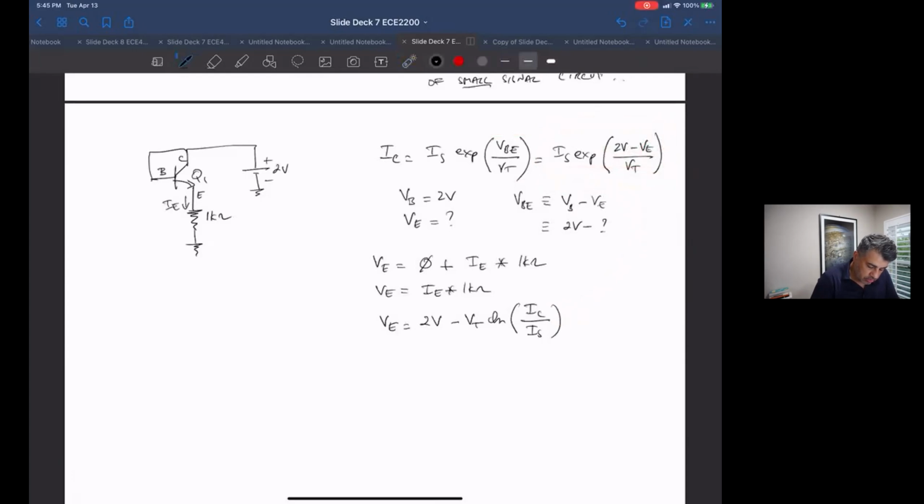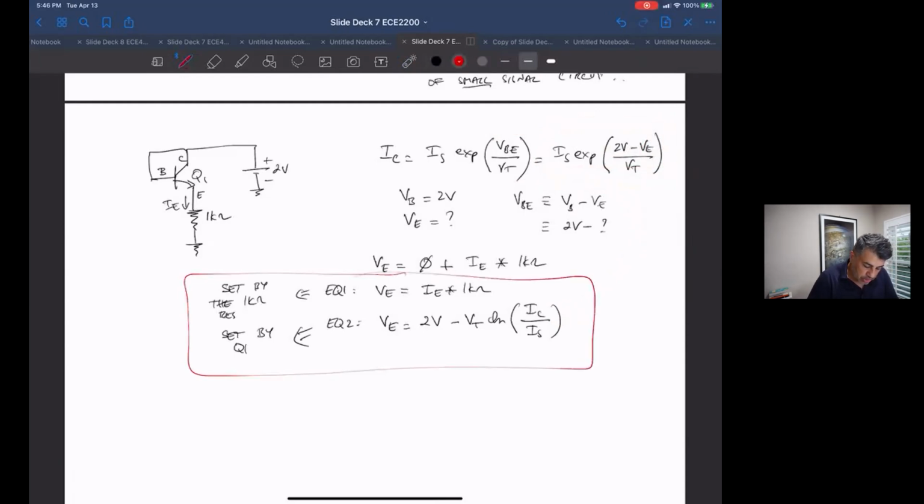So I've got this equation 1, and I've got equation 2. This equation 1 is set by the 1 kilo ohm resistor, is one way to look at it. And equation 2 is set by our transistor Q1. So together, these two tell you what happens here.